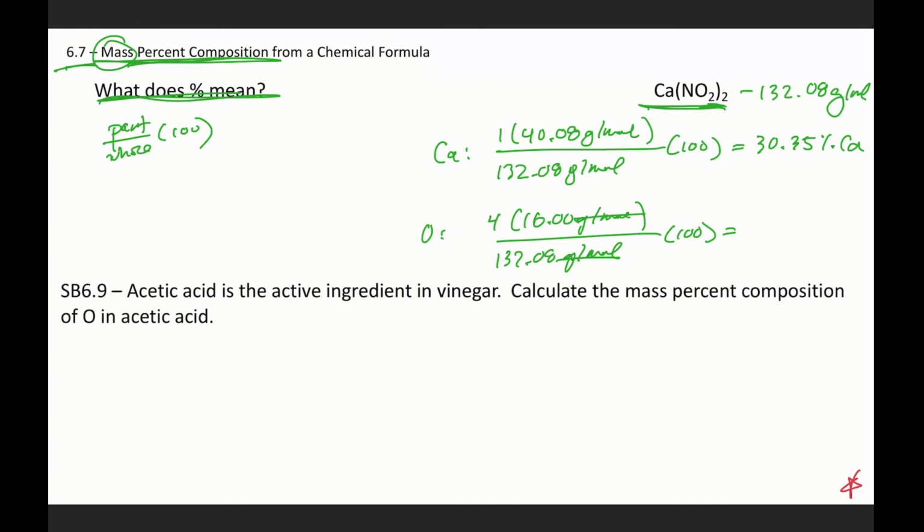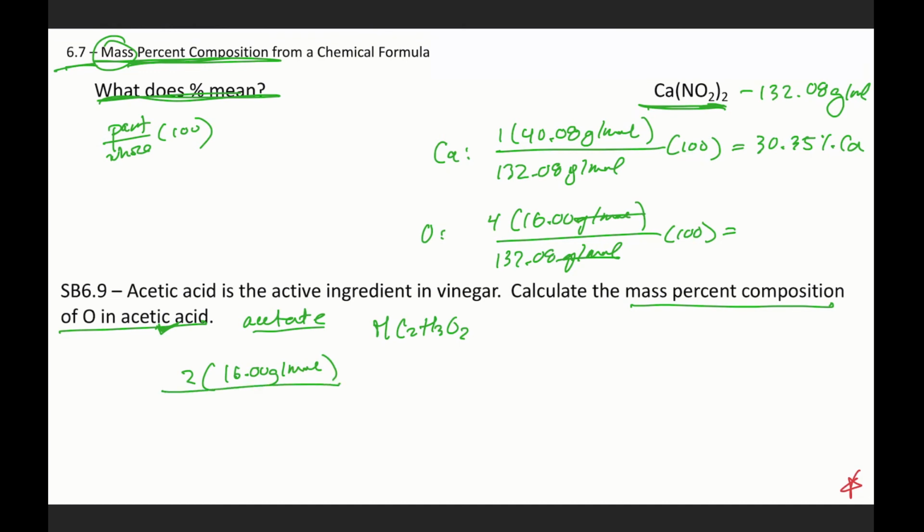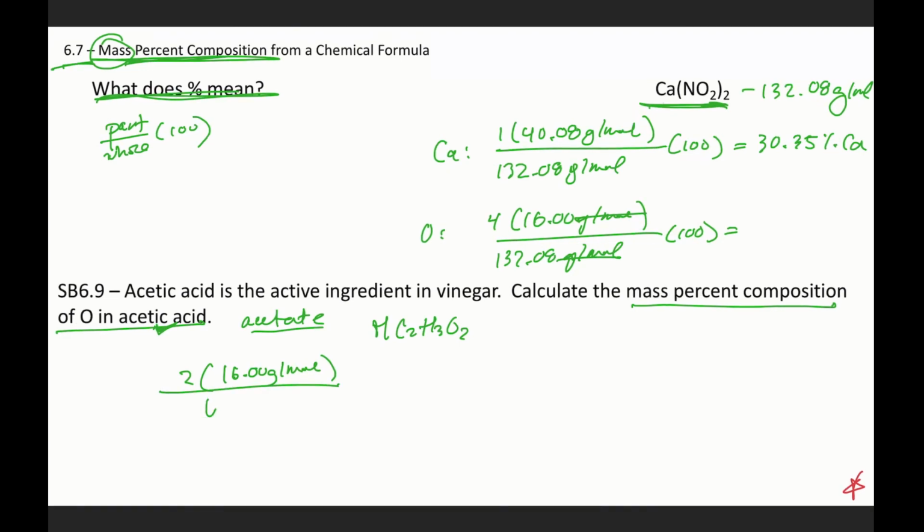All right, let's solve this problem really quickly. Acetic acid is the active ingredient in vinegar. We would like to know the mass percent composition of oxygen in acetic acid. First we have to write our formula. So ic acid, no prefix, which means it comes from acetate. So that means HC2H3O2. So the piece over the whole: I need 2 times 16.0 grams per mole over whatever the mass of the whole happens to be, 60.06 grams per mole, times 100, and that's going to give us the percent by mass of oxygen in acetic acid.